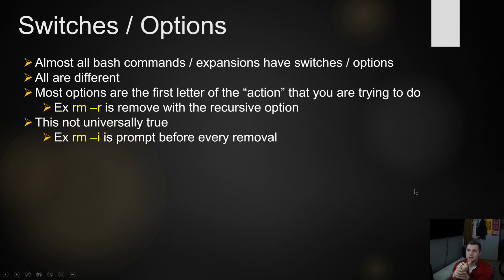Switches and options. A lot of our commands have options built into them if you need them. List is an easy example. If you wanted more detail, you do list dash a for all. Okay, the same thing with remove. If you want a recursive option, in terms of, hey, I'm going to remove this folder and then I want to remove everything else inside of that folder, you need to give it the recursive option. That would be a dash r. All right, so there are going to be options built into the commands. We'll cover them as we need them.